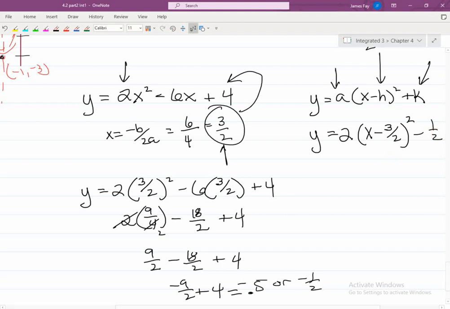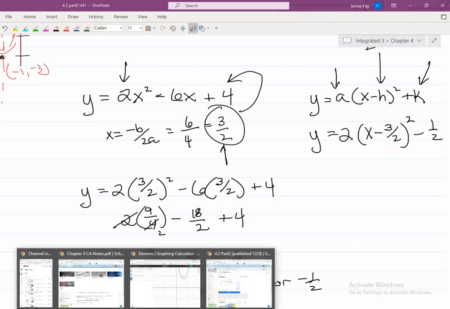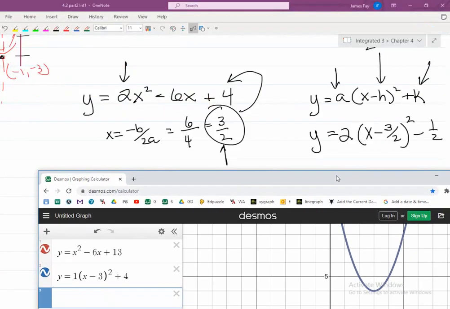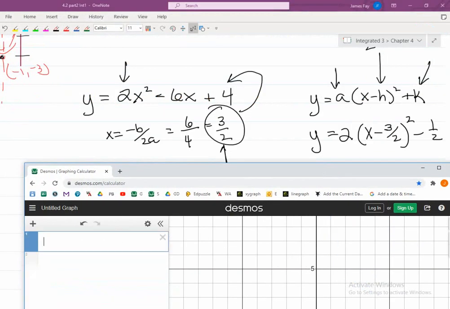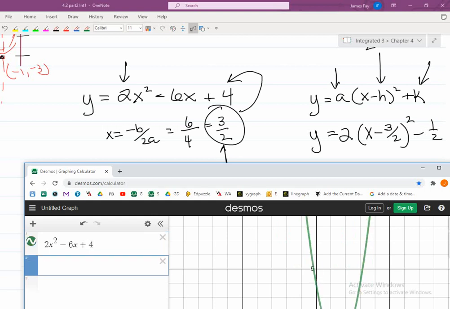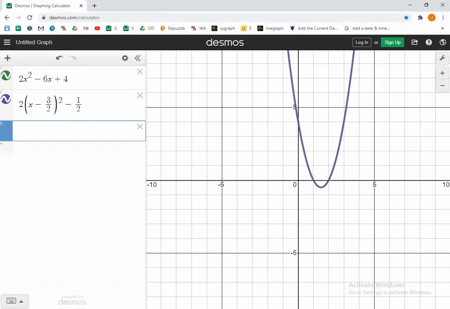And so I just want to demonstrate here, not all these questions, some of them will have fractions. But I just made these values up on the fly, so that's why they're really not all that convenient or nice. But if we graph 2x squared minus 6x plus 4, and then graph 2 times x minus 3/2, that quantity squared, minus 1/2. Are those two things the same thing?